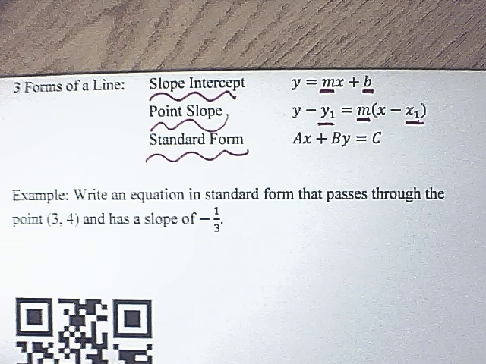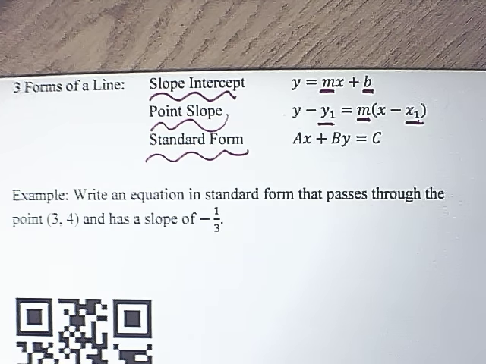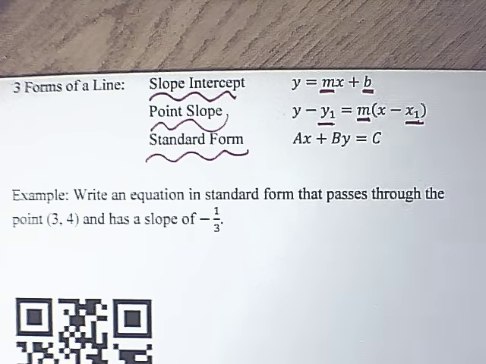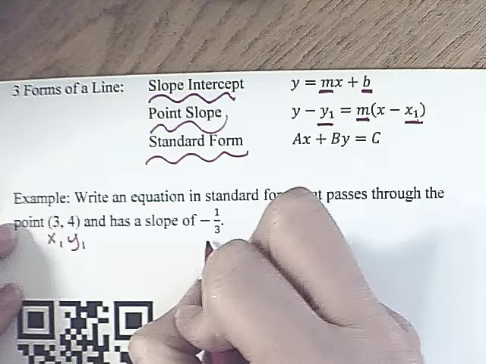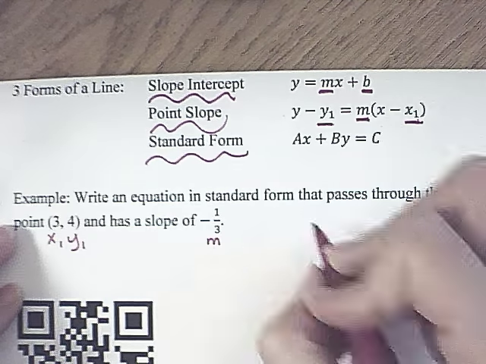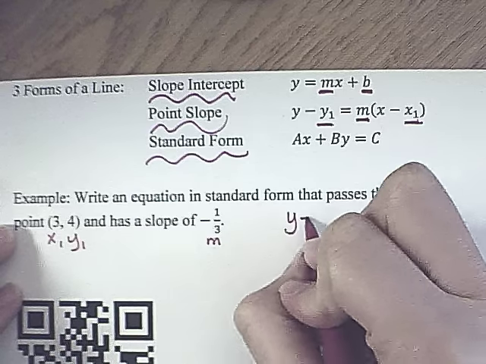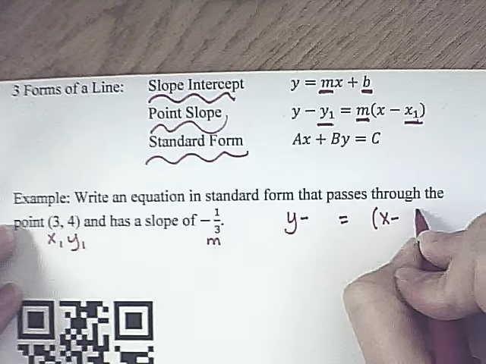So the question asks, write an equation in standard form that passes through the point 3, 4 and has a slope of negative 1/3. I would label my point x1, y1. I would label my slope m. And because I have a point and a slope, I would use point-slope form to start out with. Y minus something equals something times x minus something.